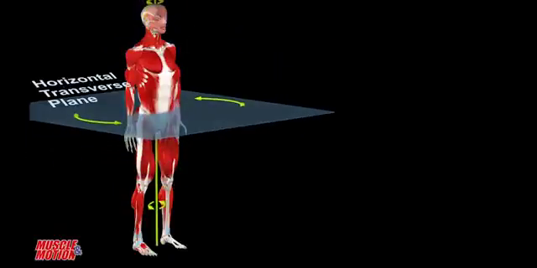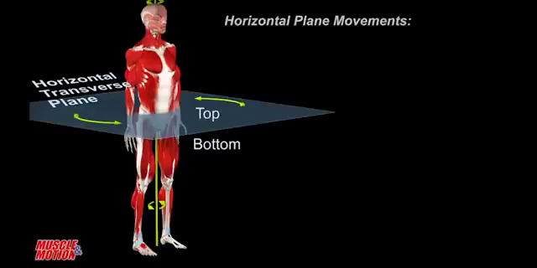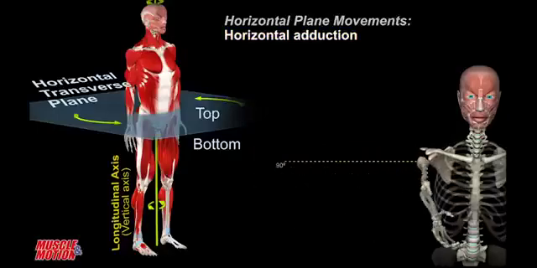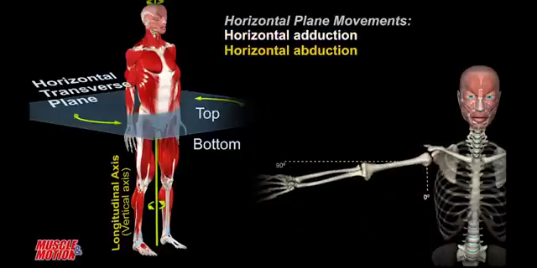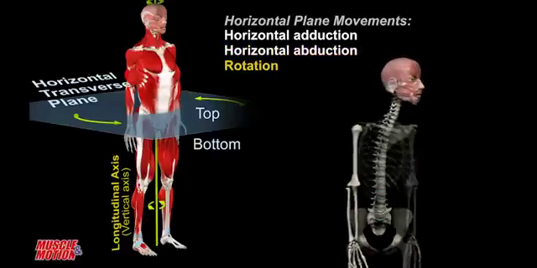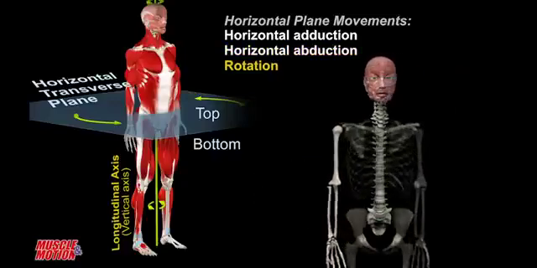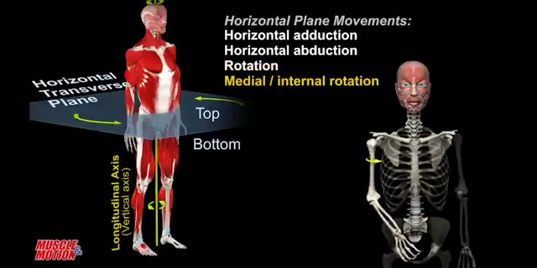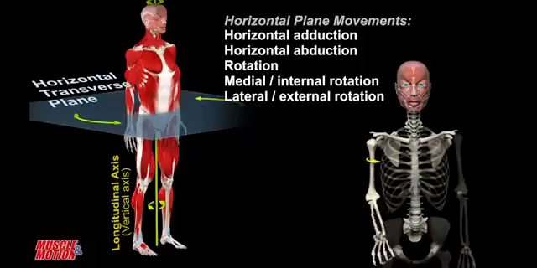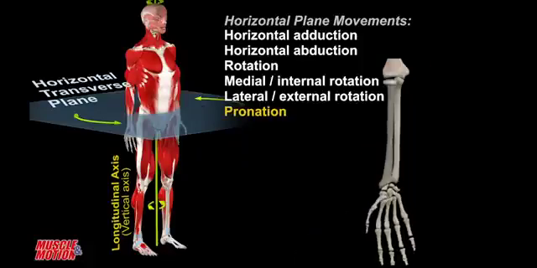The transverse or horizontal plane passes through the body in a line parallel to the floor, dividing the body into top and bottom parts. Transverse plane movements are twisting or rotational movements. For example, horizontal adduction and abduction or horizontal flexion and extension, spinal rotation, internal and external rotation, pronation and supination.